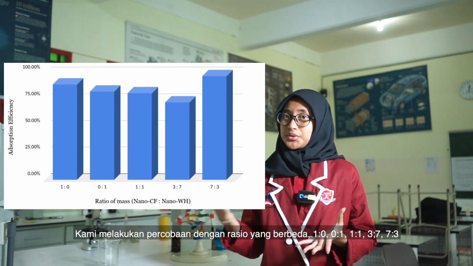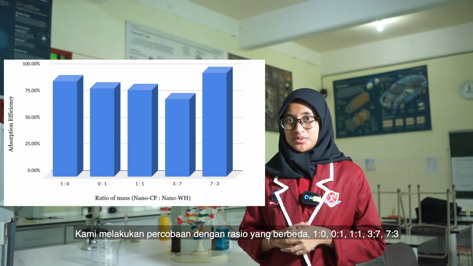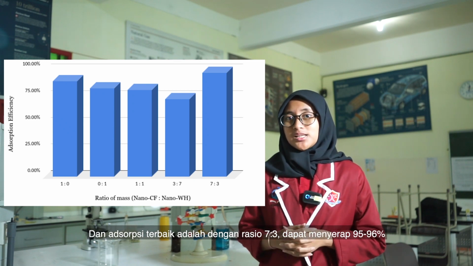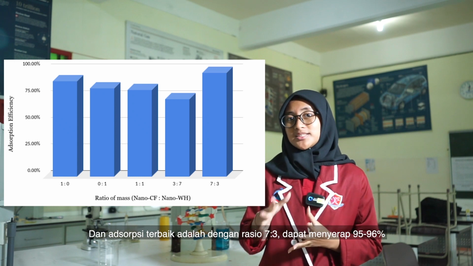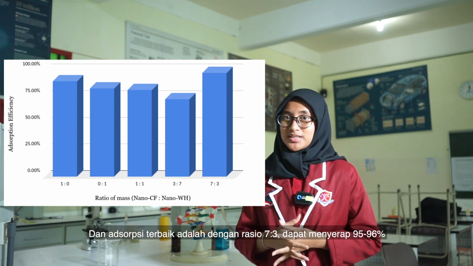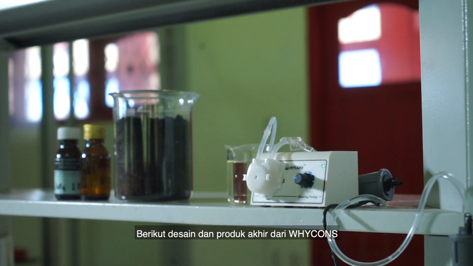Next is the effectivity of adsorption of iron. We use different ratios in this experiment. We use 1:0, 0:1, 1:1, 3:7, and 7:3 ratios. And the best adsorption is by using ratio 7:3 because it can adsorb 95 until 96% of the total iron. The following is the design and final product of Wycons.